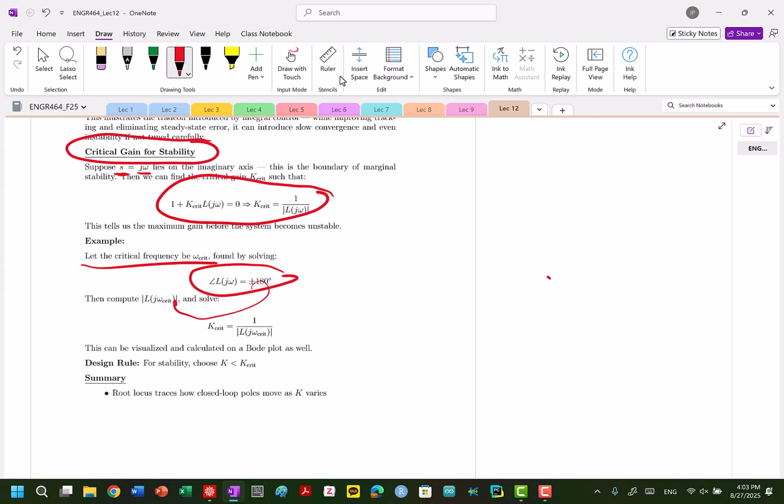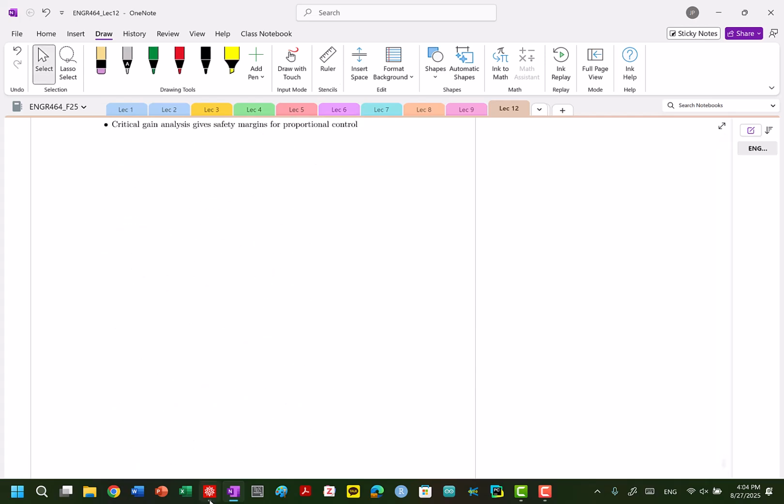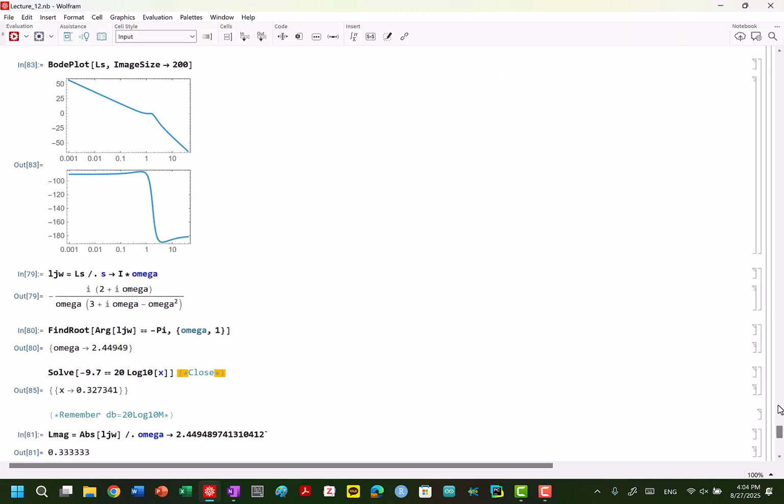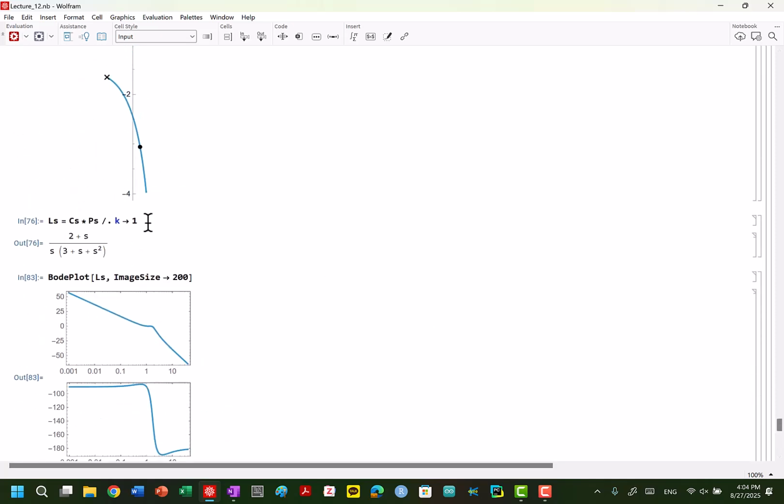So from the Bode plot, analytically, we'll calculate that critical gain to make sure that we're stable. So let's do an example. I need to update my notes on this. So for example, this is our function. Let's say we have a function that looks like this. This is our L of S. So I want to look at my Bode plot.